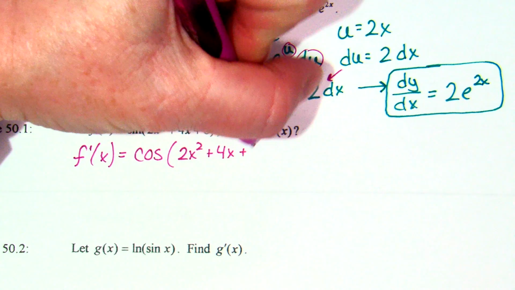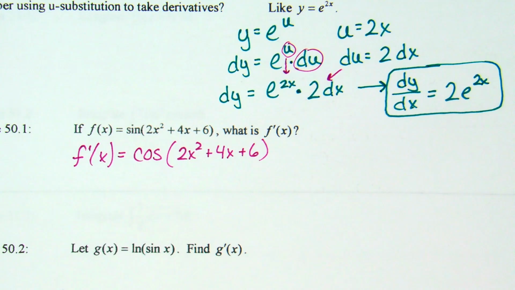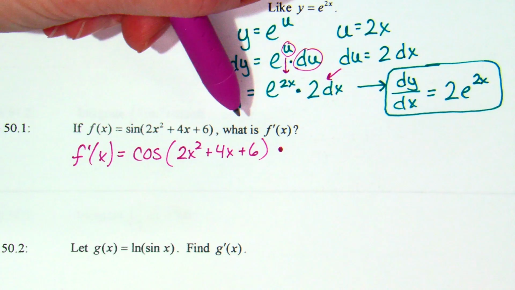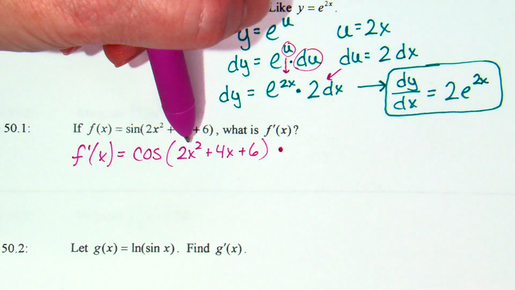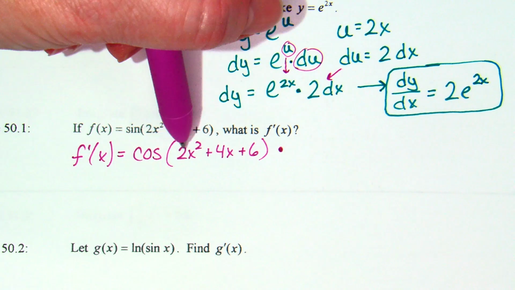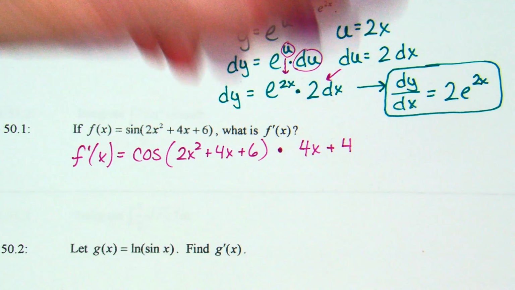And then what do I do? Okay. Times the derivative of what I called something. Daryl said the derivative of the inside. So what is the derivative of 2x squared plus 4x plus 6? Okay, derivative of 2x squared is 4x, plus derivative of 4x is 4, plus derivative of 6 is 0, non-existent.